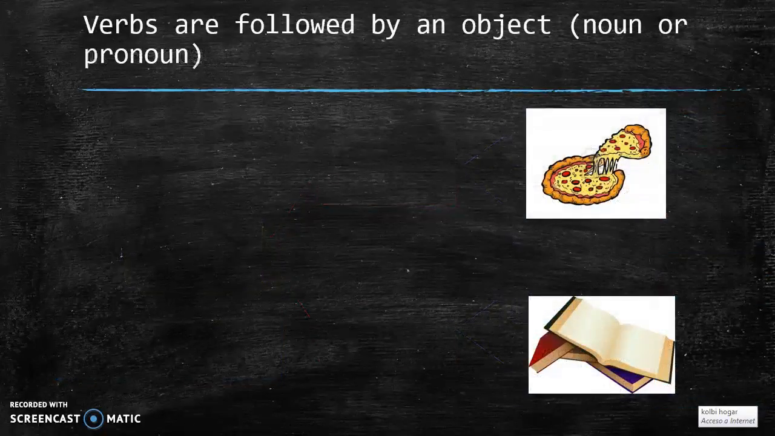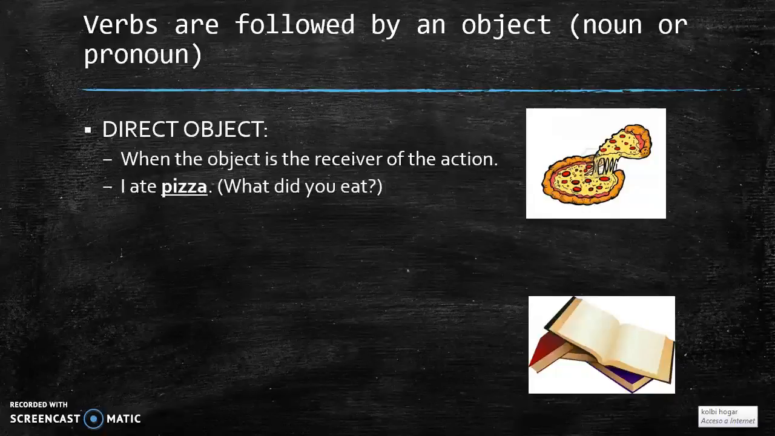The second type of grammar label that the chapter talks about is the verbs that are followed by an object, a noun or pronoun. So these objects are divided into two types. The first one is the direct object. The direct object happens when the object is the receiver of the action.